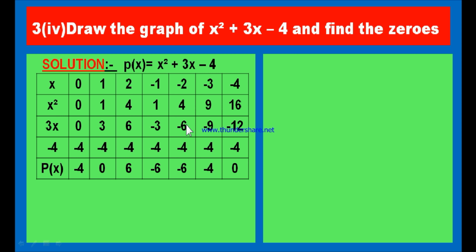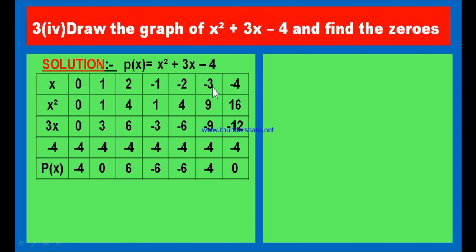3x, 3 into minus 2 is minus 6. And the constant number is minus 4. You can cancel plus 4 and minus 4, and the simplified value is minus 6. Therefore, another point on the graph is minus 2, minus 6.